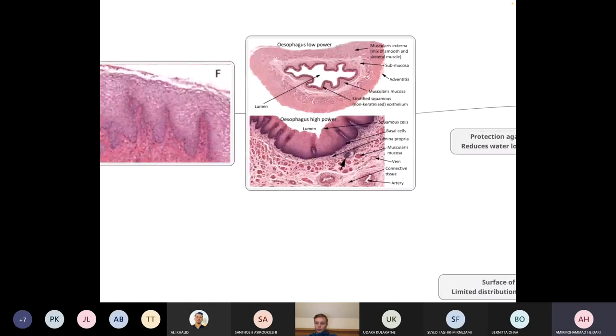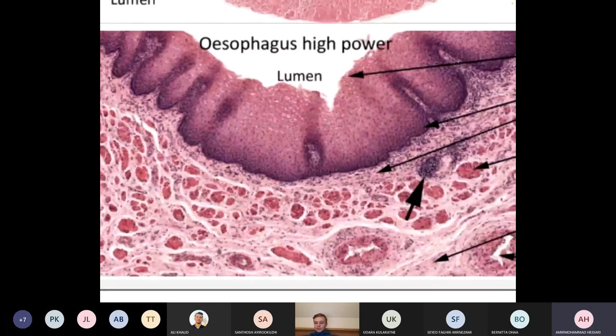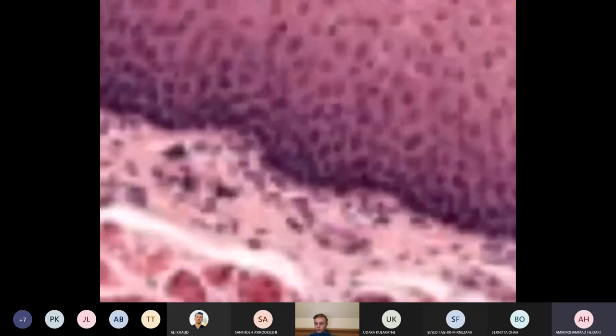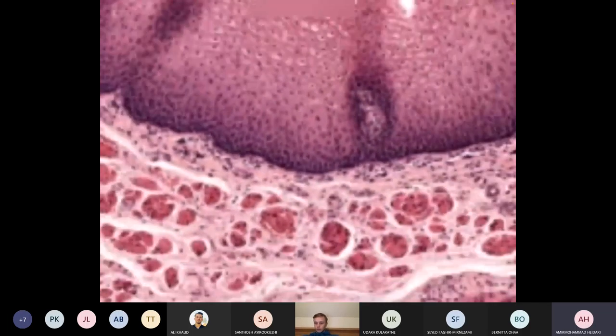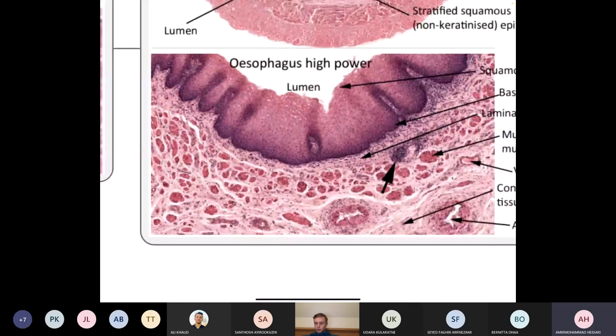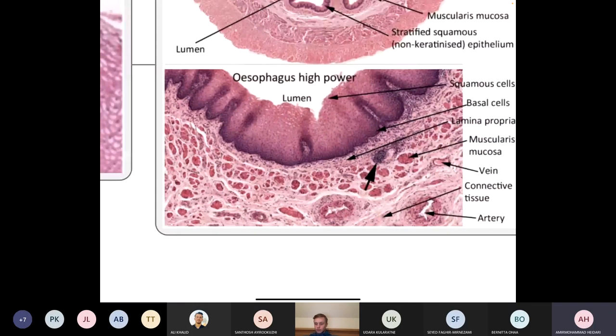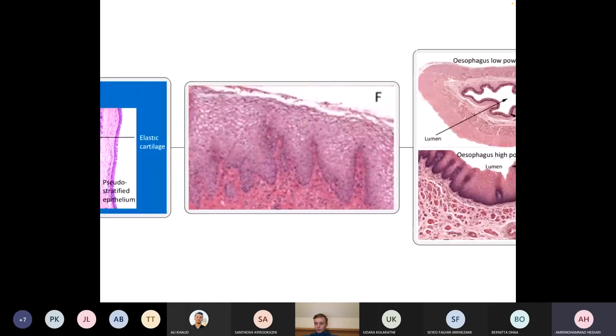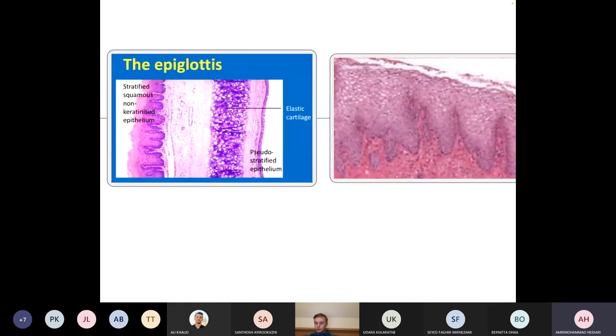Okay, moving on. So you can see here that these stratified squamous cells are actually stratified. There's a lot of them, and you need them for protection. And these darker staining cells here are the basal cells, which are very active. The nuclei are very active, hence they stain darker, so they're more active than your regular top cells. So you can see it here also.